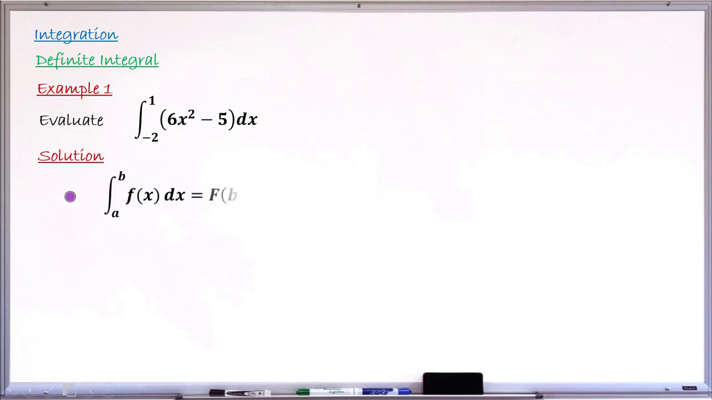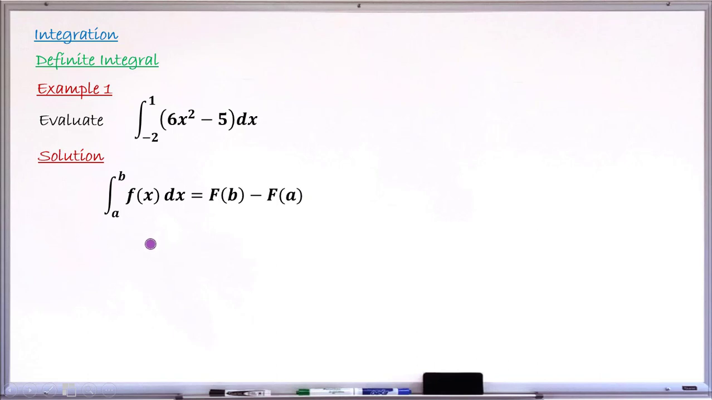It says the definite integral from a to b of the function f of x with respect to x is given by capital F of b minus capital F of a, where a and b are respectively the lower and the higher limit. So what we do is find the integral of this function and substitute the lower and the higher limit in that integral function. The value after subtracting will be the definite integral.